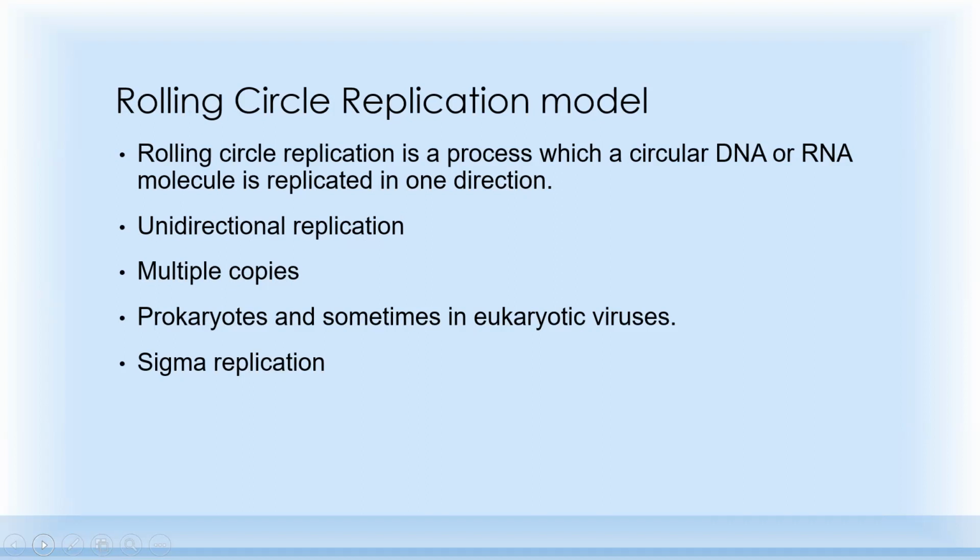Now, the rolling circle replication takes place in a unidirectional method. And this model can produce multiple copies of single-stranded DNA and double-stranded DNAs. As I said, rolling circle replication takes place mainly in prokaryotes, that is the bacteria, and sometimes in eukaryotic viruses. Rolling circle replication is also called sigma replication.